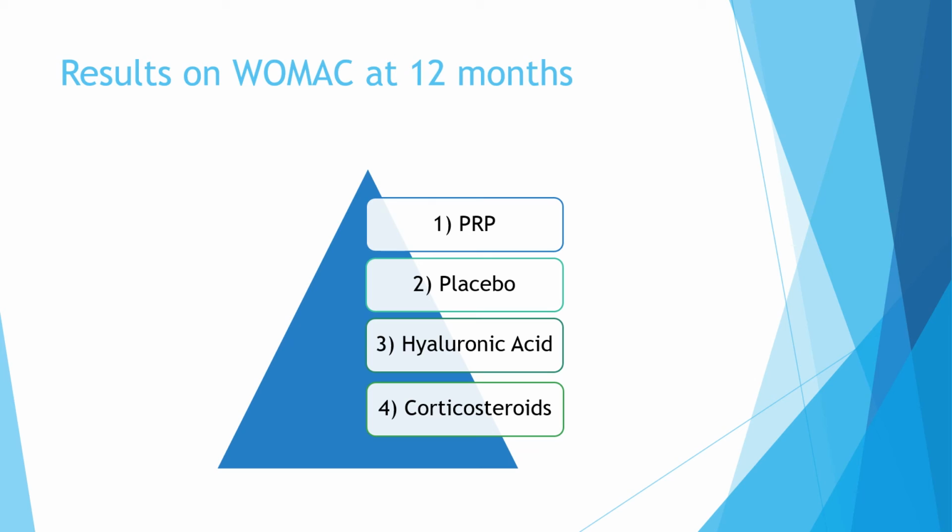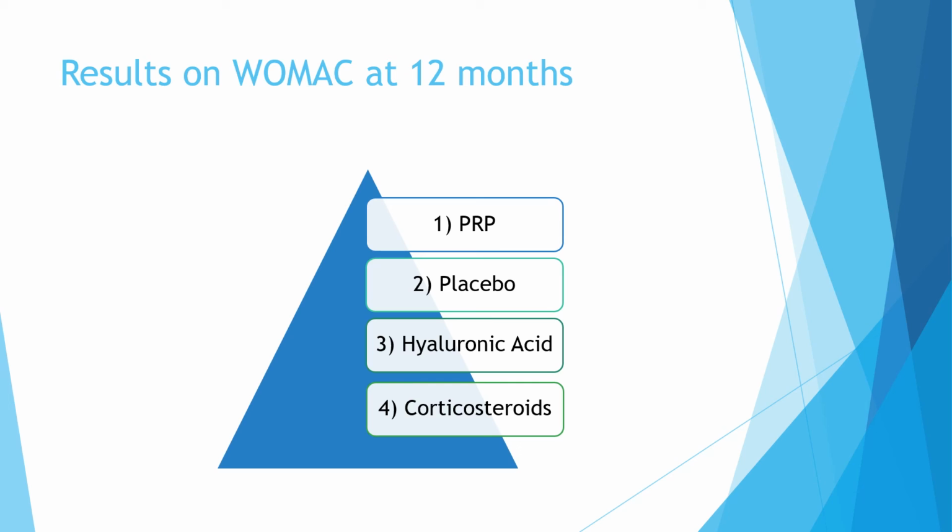So platelet-rich plasma outperformed placebo, it outperformed corticosteroid injections such as cortisone, and it also outperformed hyaluronic acid injections at every interval mentioned in this randomized controlled trial meta-analysis of 30 different trials. So we got some good data here. PRP is clearly the best option, not only at short-term but also at the long-term 12-month follow-up.